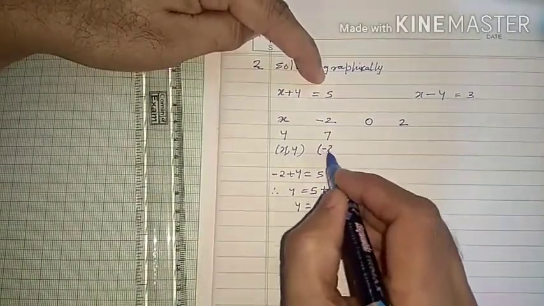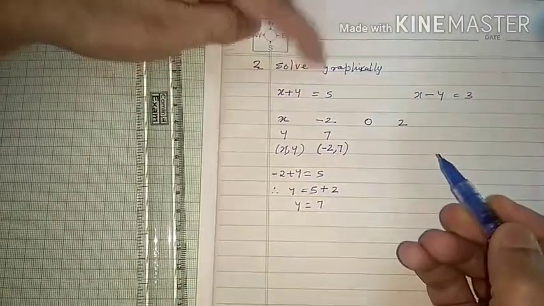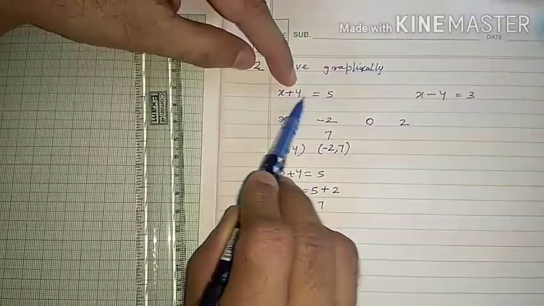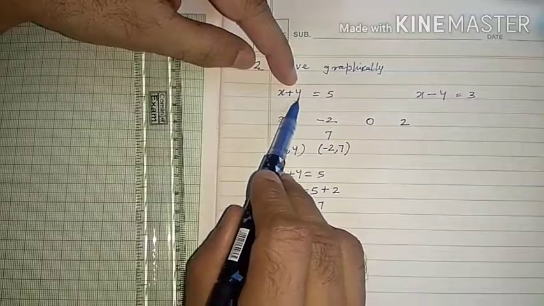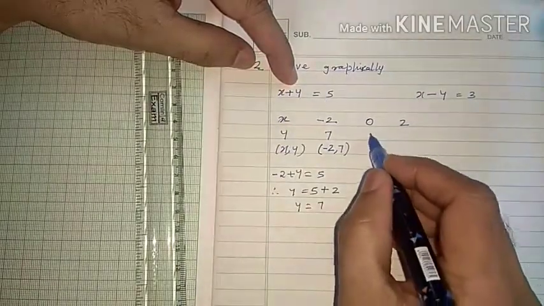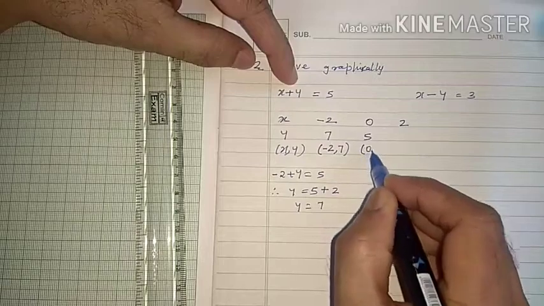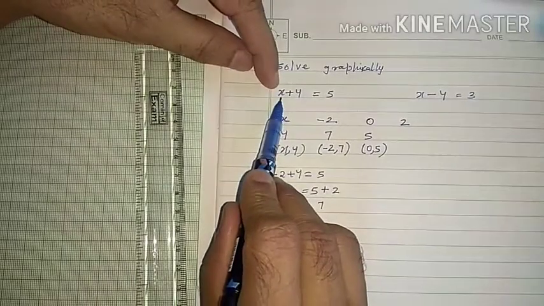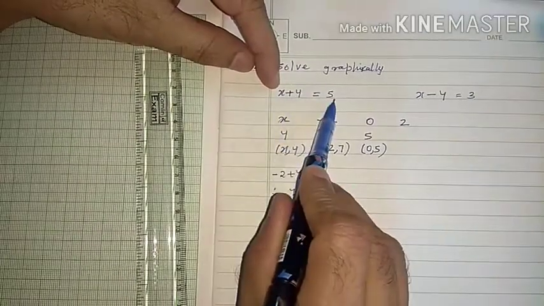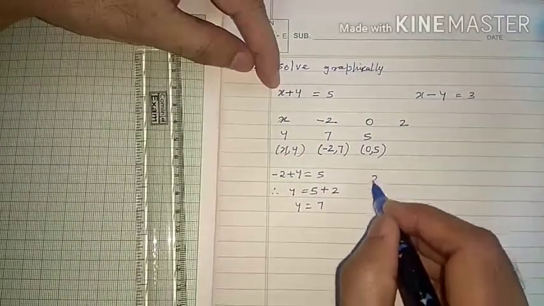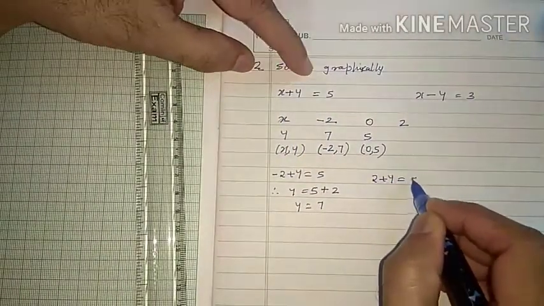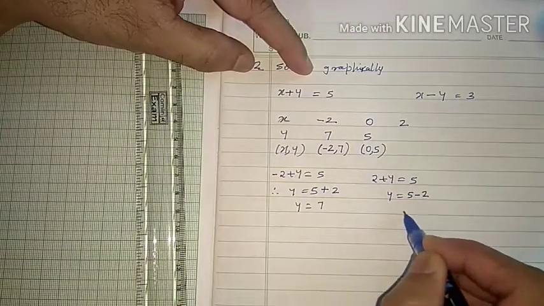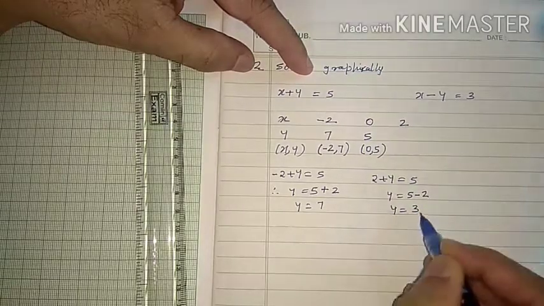So, the first coordinate what we have? Minus 2 comma 7. Now put x is 0. If x is 0, plus y equal to 5. That means 0 plus y only equal to 5. So here it is 5. The next point is x comma y. Now we put x is 2. Plus 2 plus y equal to 5. So y is equal to 5, plus 2 goes that side as minus 2. So it is 3. Y equal to 3.